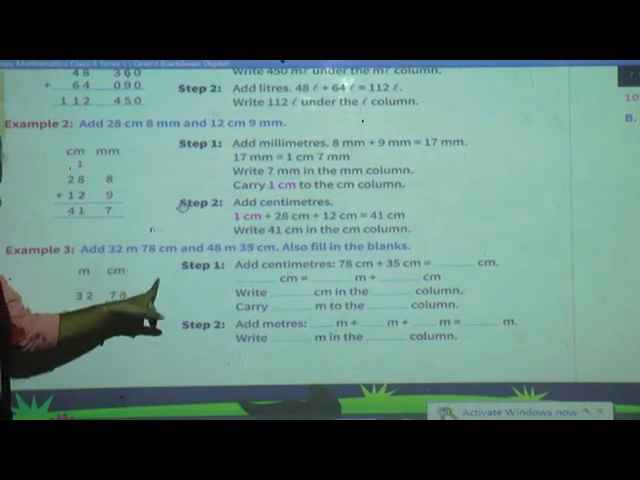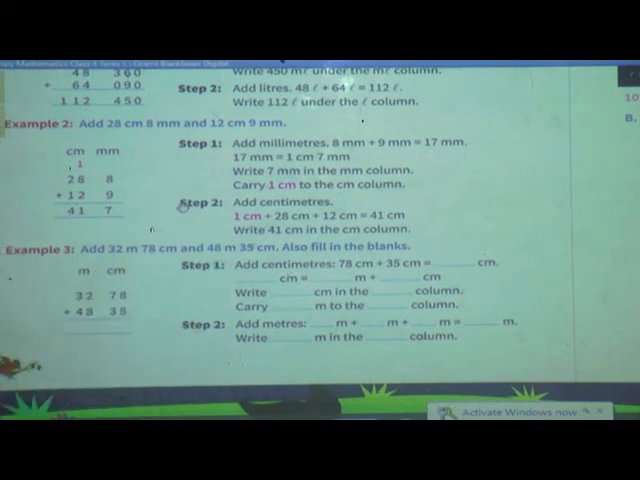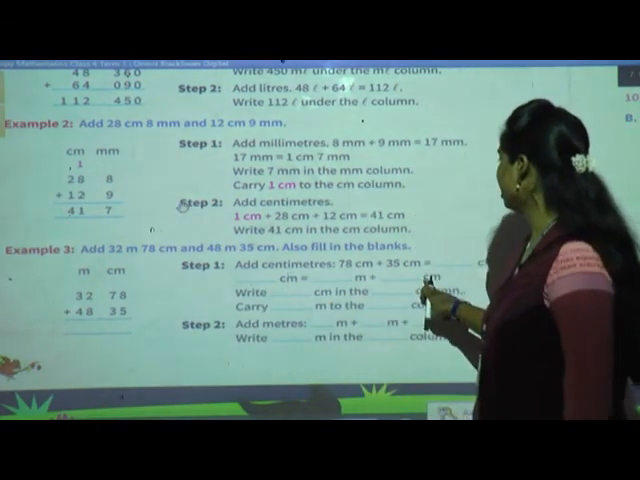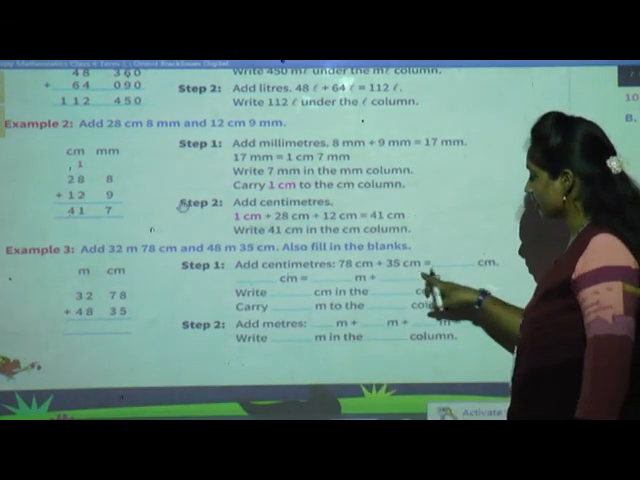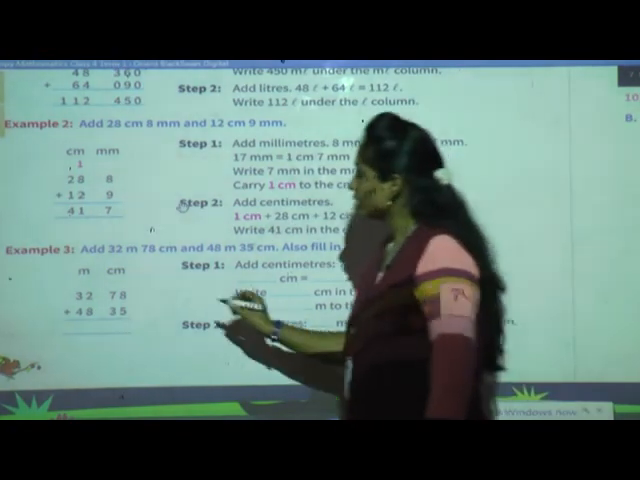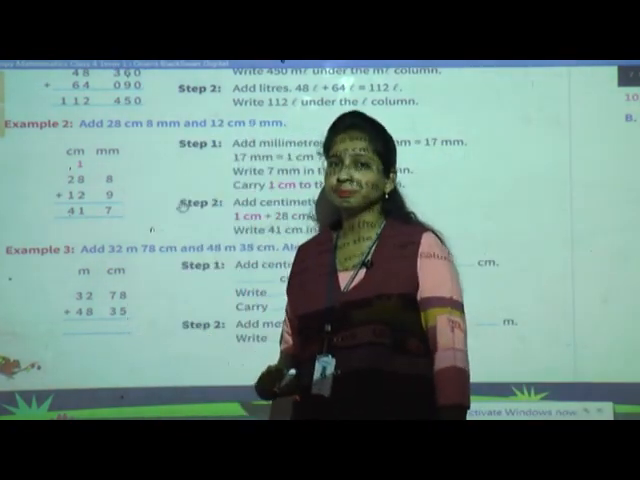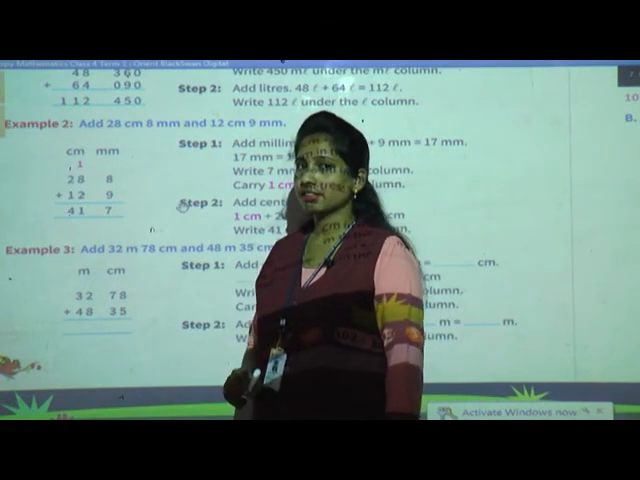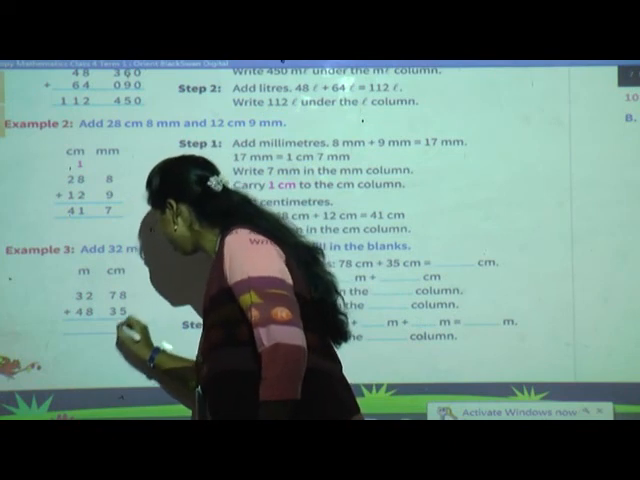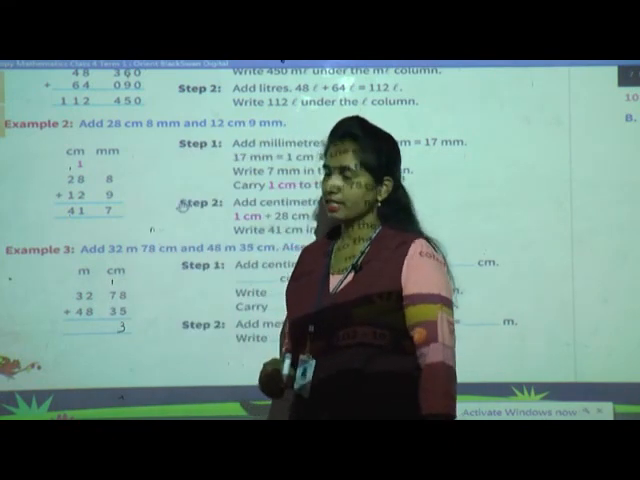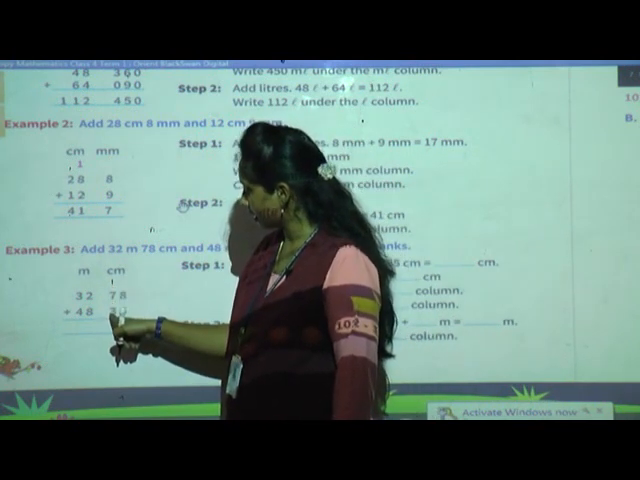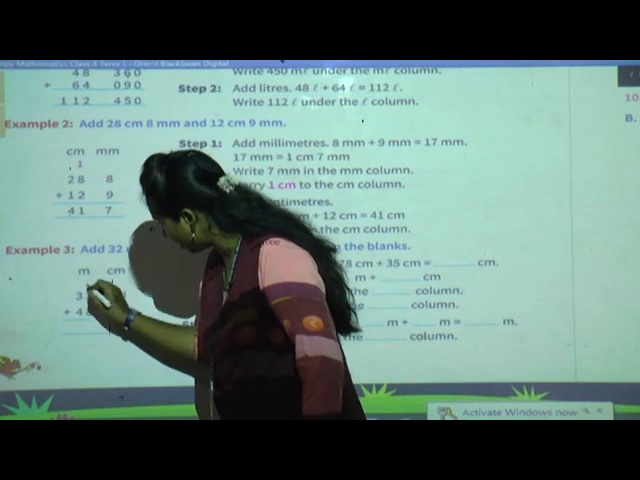Now see the third question. Add 32 meters 78 centimeter and 48 meter 35 centimeter, and also fill in the blanks. They had given blanks, we have to fill them. Now add centimeter: 78 centimeter plus 35 centimeter is equal to dash dash. First we will start from here. 8 plus 5, tell me. Correct? Yes, 13. So write here 3, carry 1. Now again we add this. 7 plus 3 is 10, 10 plus 1 is 11. So write here 1 and carry 1.